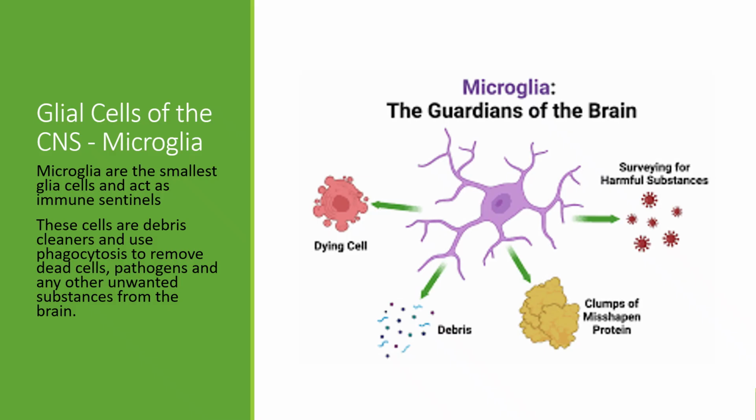Another type that we talk about are the microglia, often called the guardians of the brain. These are the smallest of the glial cells, which is why they're called micro, and they act as immune sentinels. Their jobs are to serve as debris cleaners, and they use the process of phagocytosis to remove dead cells and pathogens and any other unwanted substances from the brain. So you can see your purple microglial cell on there and all of the things that it goes after to keep things nice and tidy inside of the brain.